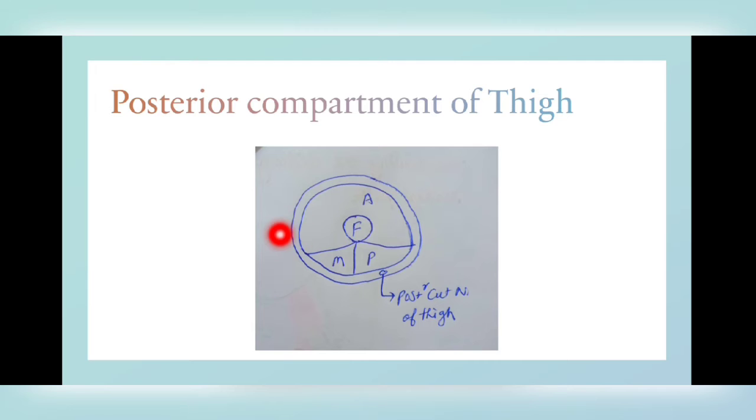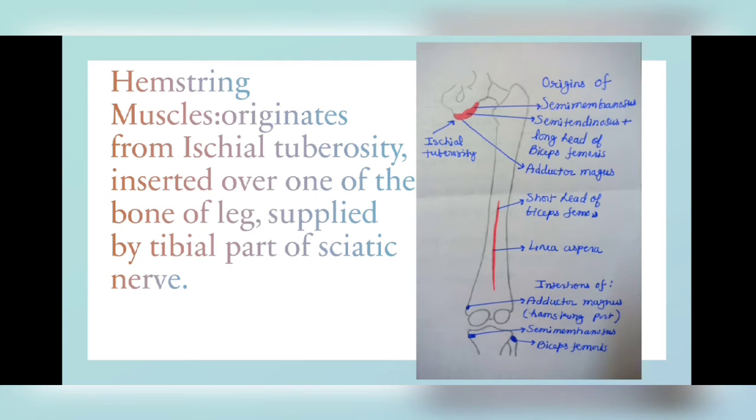Now today we are going to discuss the posterior compartment of thigh, and the muscles present in this posterior compartment. In this posterior compartment, we find the hamstring muscles. Hamstring muscles originate from the ischial tuberosity, are inserted over one of the bones of the leg, and are supplied by the tibial part of the sciatic nerve. These are some common features of hamstring muscles.